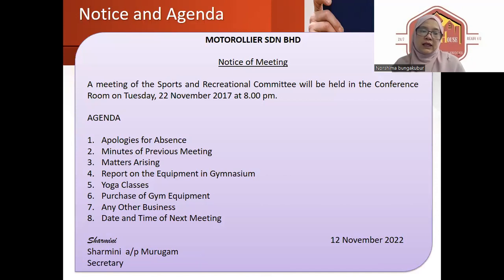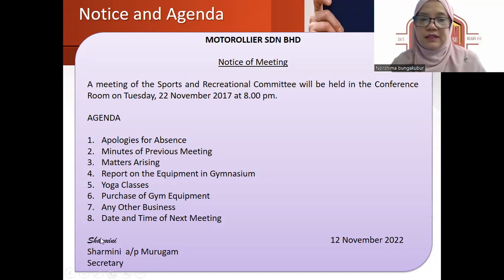Okay. Next, we go to an example of a notice with an agenda, right? Motorola Sdn Bhd. Notice: a meeting of the Sports and Recreational Committee will be held in the conference room on Tuesday, 22nd November 2017 at 8 p.m. The agenda: 1, apologies for absence; 2, minutes of previous meeting; 3, matters arising; 4, report on the equipment in the gymnasium; 5, yoga classes; 6, purchase of gym equipment; 7, any other business; 8, date and time of next meeting. Signed by Shamini. The date, 12 November 2022.